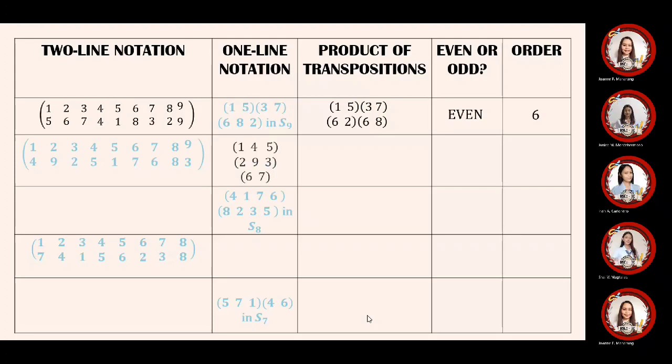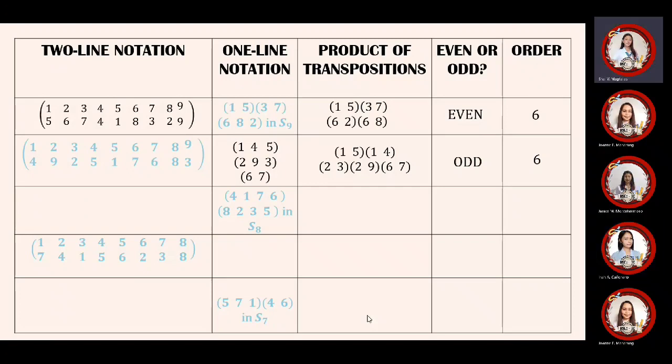For the second, this is the one-line notation: 1, 4, 5, 2, 9, 3, 6, 7. So the product of transpositions is (1 5), (1 4), (2 3), (2 9), and (6 7). So we have 5 transpositions, so it is odd. And the order is 6.